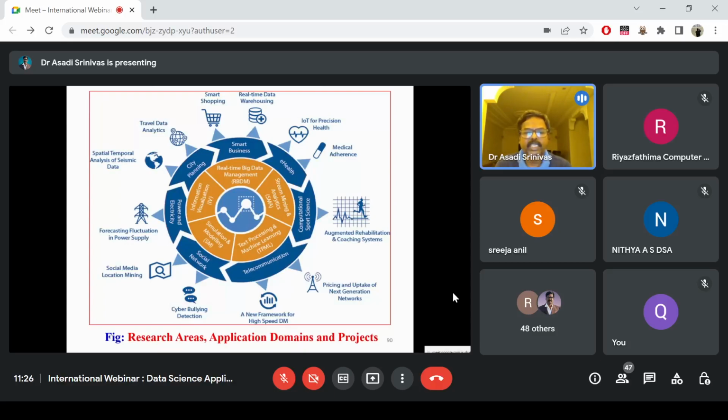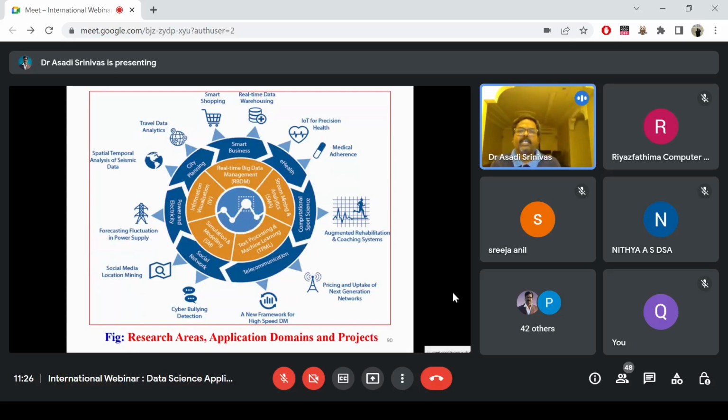So these are the various research areas, application domains and projects, especially in smart business, city planning, e-healthcare, computational sports science, telecommunication, social networks, powered electricity, information visualization, real-time big data management, stream mining and analytics, text processing, simulation and modeling. These are the various research areas.